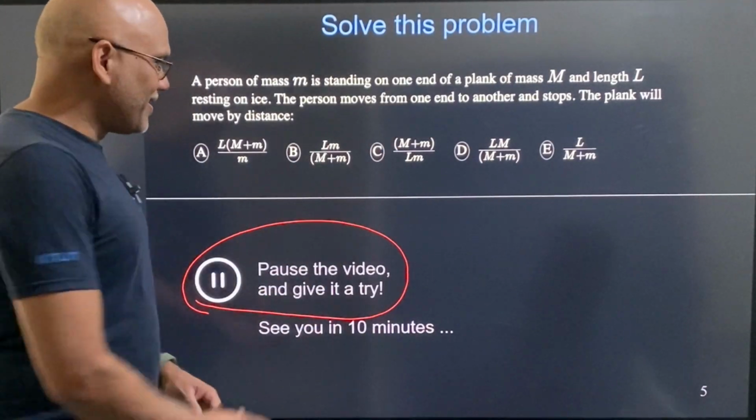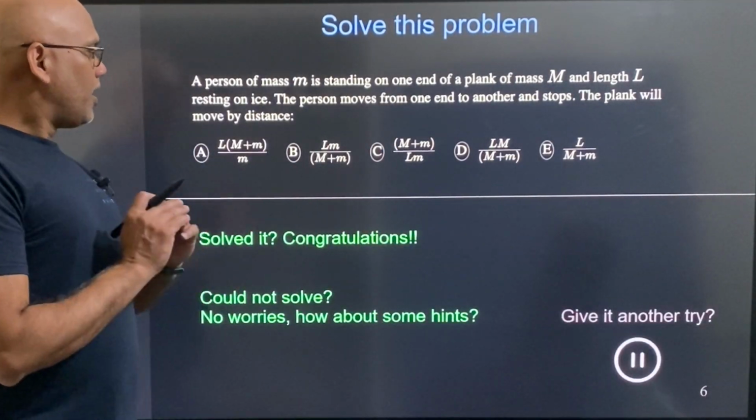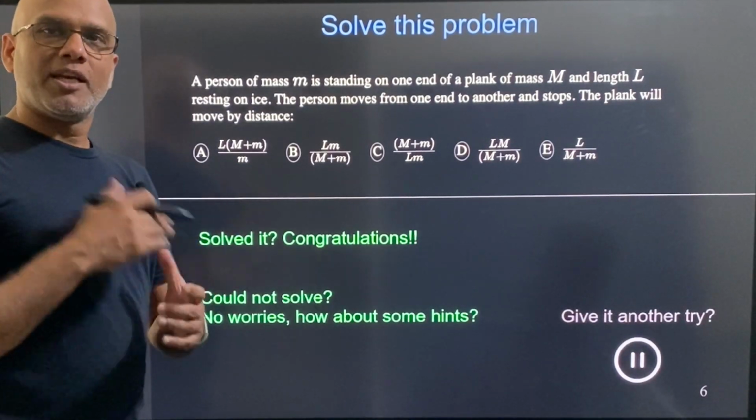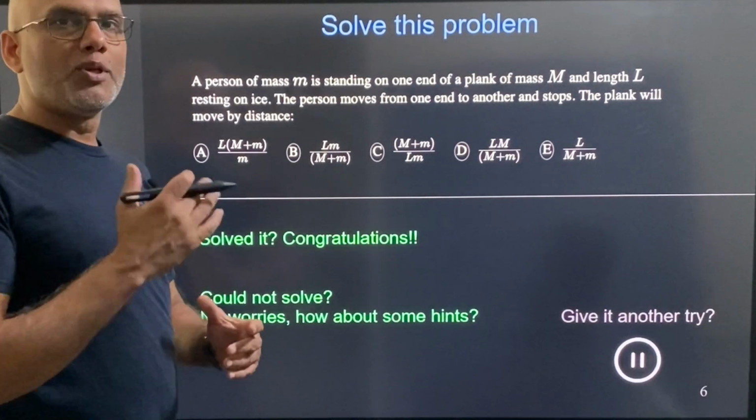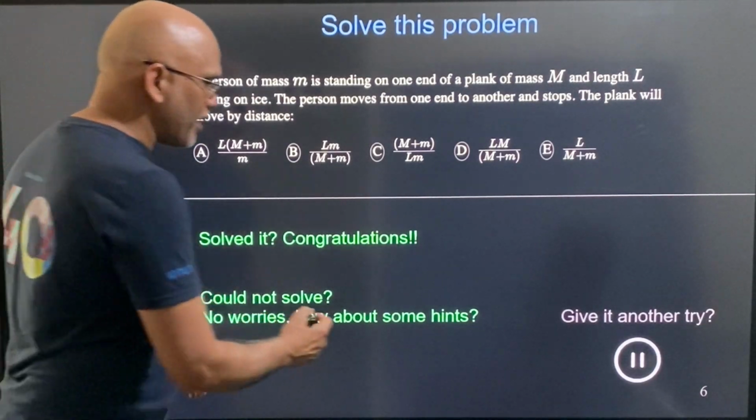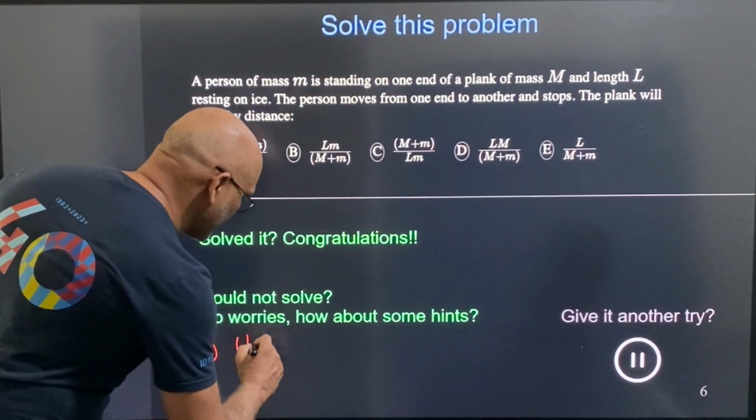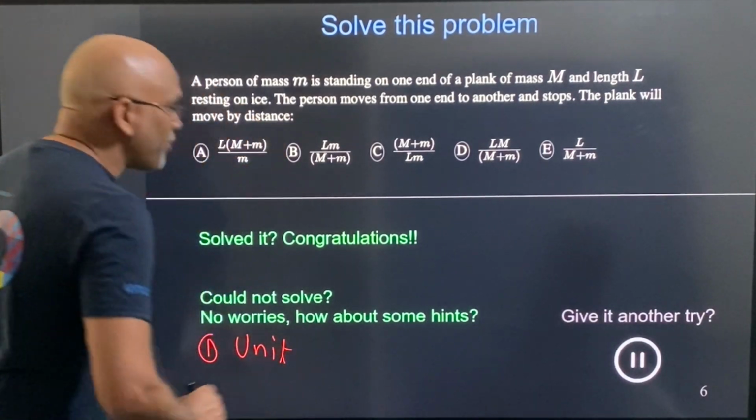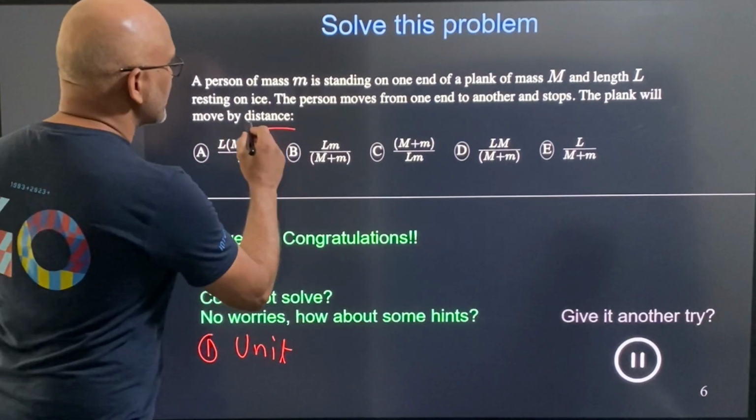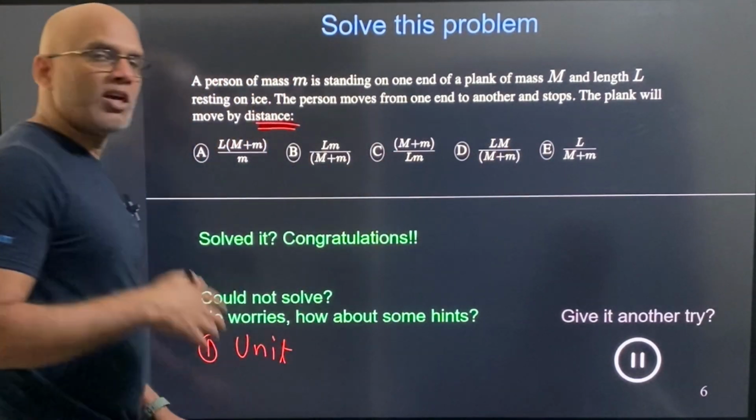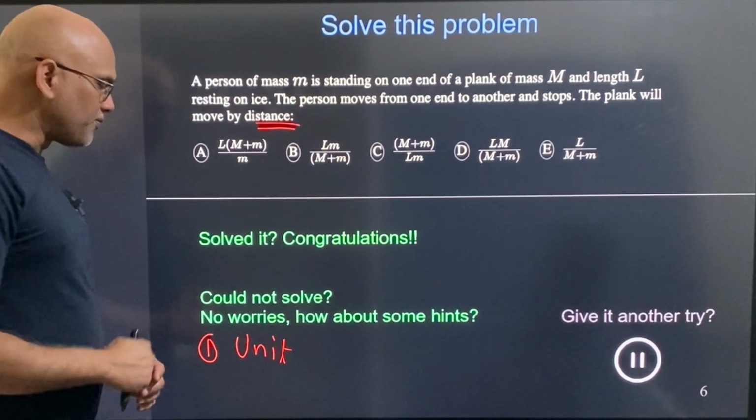Hi, I'm back. If you solved the problem, congratulations. If you're not able to solve the problem, no worries. How about I give you some hints? The first hint is think about units, meaning we are looking for the distance, right? So which of these different expressions represent distance? That is the first hint.